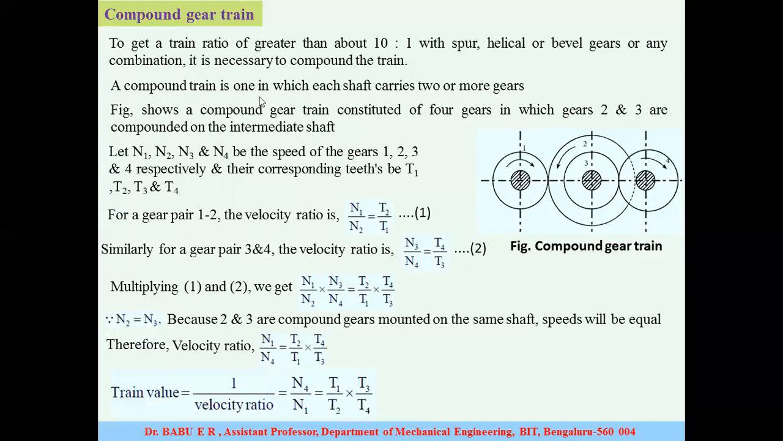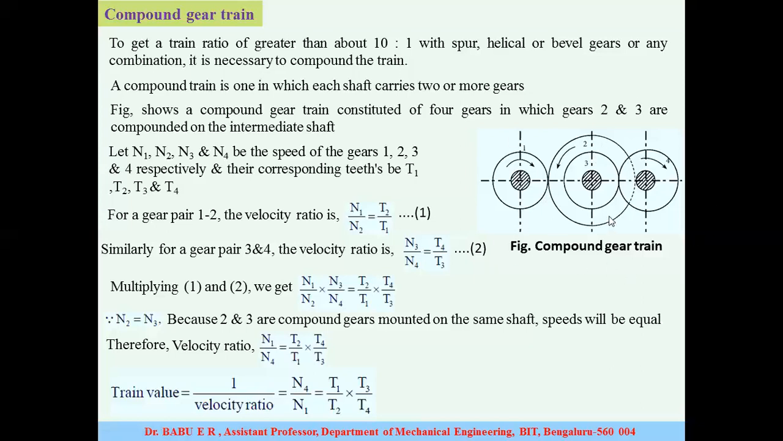A compound gear train is one in which each shaft carries two or more gears. Here, this is a shaft that carries only a single gear. This is another shaft that carries a single gear. Again, you can see this is the shaft that carries two gears, 2 and 3. So gears 2 and 3, we can call a compound gear train.